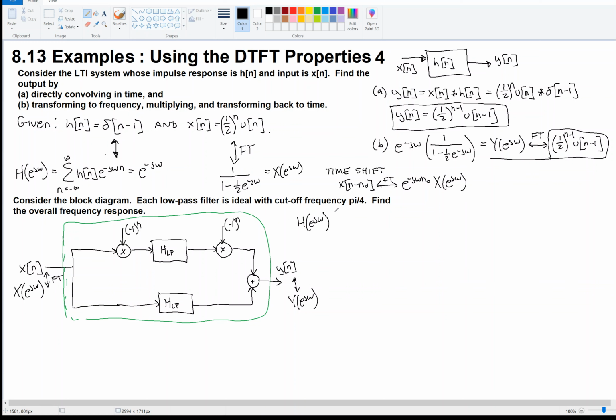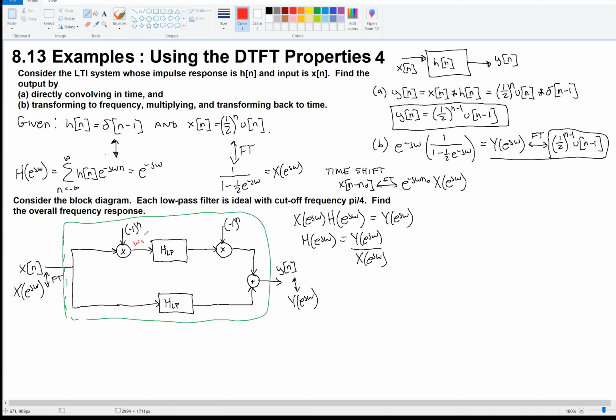And remember, from the convolution property, the output spectrum is the multiplication of X's spectrum with the frequency response. So we want to get the ratio of those two spectra, the output divided by the input. That's what we're looking for. Okay, so we're going to talk about these intermediate signals in here.